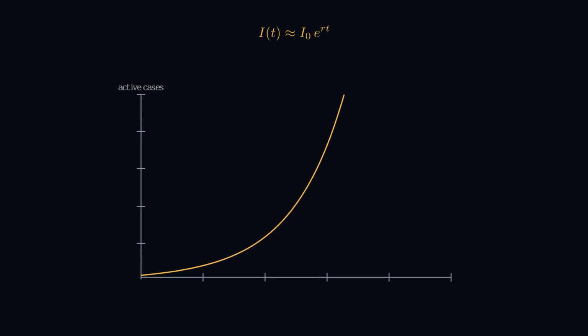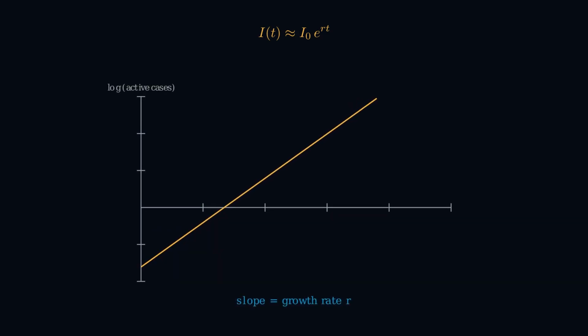And in the early stage of an epidemic, before enough people have been infected to slow things down, the number of active cases grows the same way. I of t approximately equals I naught e to the rt. This is exactly why epidemiologists plot early case counts on a logarithmic scale. Exponential growth turns into a straight line, and the slope of that line directly tells you the growth rate.